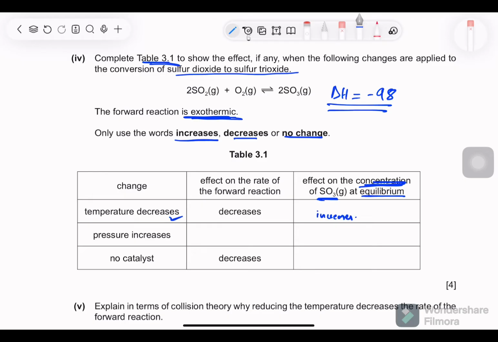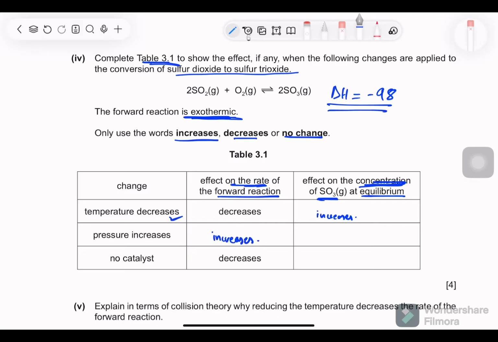Now, next, the pressure, the effect on the rate of the forward reaction. When you apply more pressure on gases, the particles come closer together and there is a chance of more successful collisions, more effective collisions. So the rate will increase.